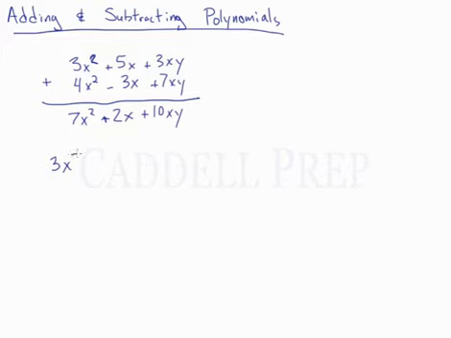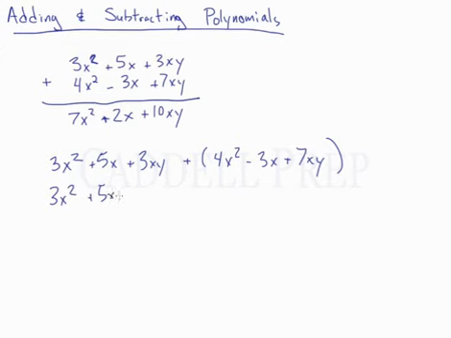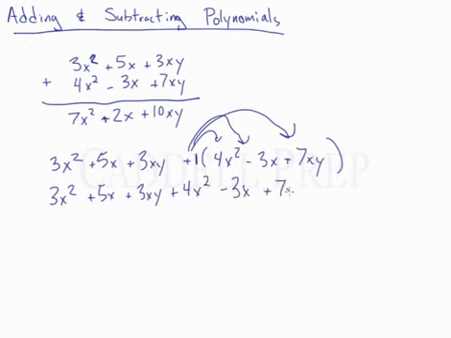a line. So we have 3x squared plus 5x plus 3xy. I'm going to add 4x squared minus 3x plus 7xy to it. So we still have 3x squared plus 5x plus 3xy. We have to distribute this plus sign. It's kind of like having a plus 1 out here. But when we multiply anything by positive 1, it just stays the same. So we have plus 4x squared minus 3x plus 7xy.